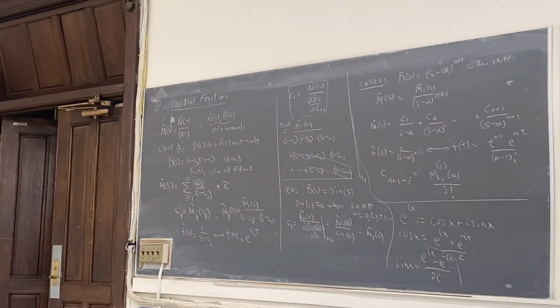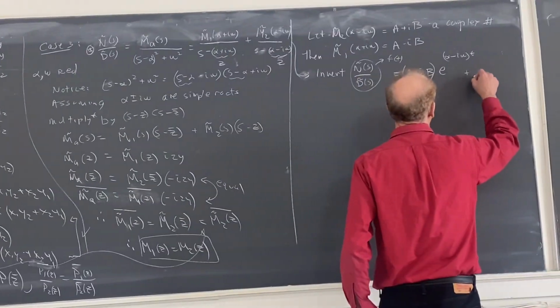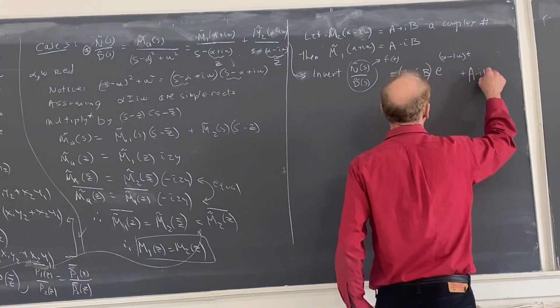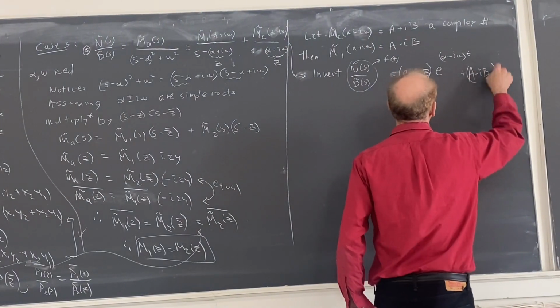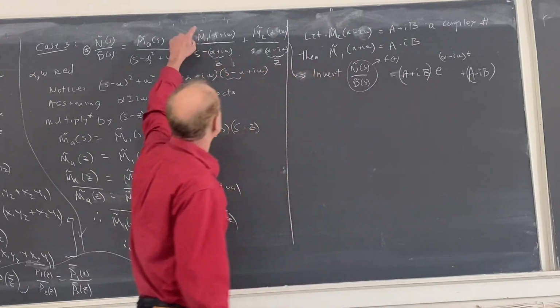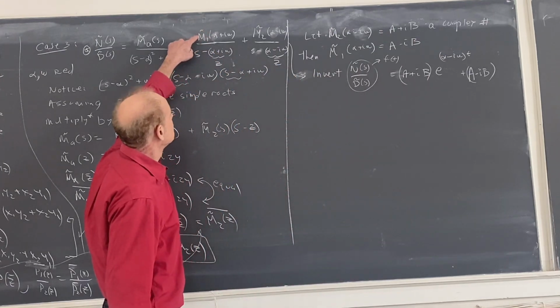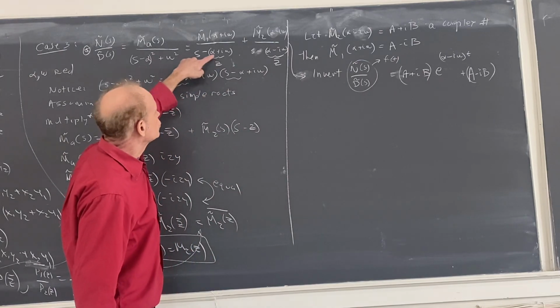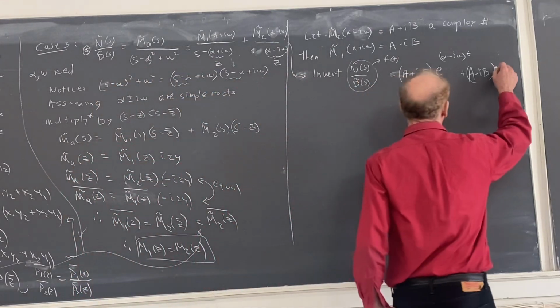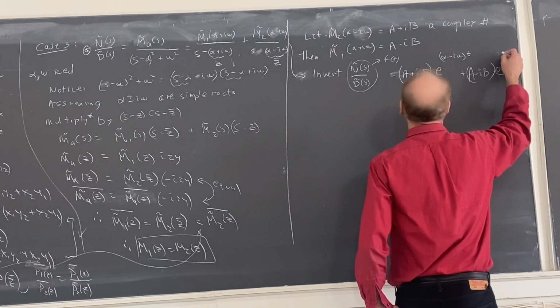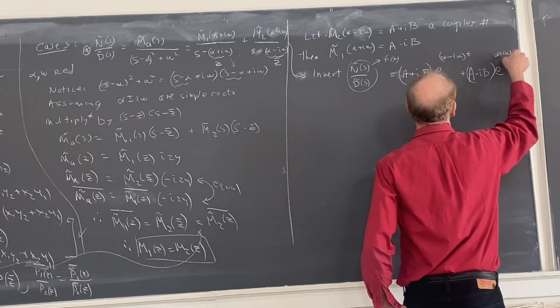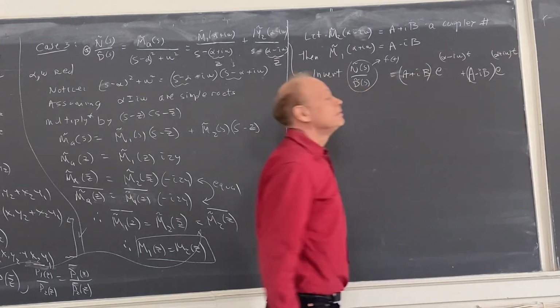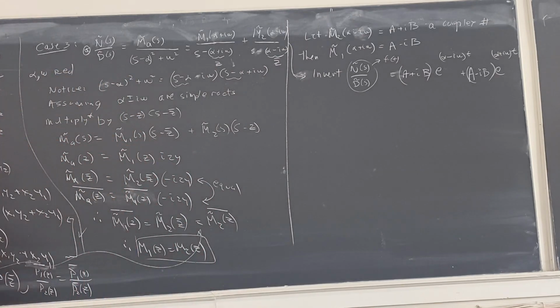Plus a minus ib times this guy, and did I do it right? Yeah. And this is 1 over s minus something, so I need e to that something t. e to the alpha plus i omega t. Is it clear what I just did?